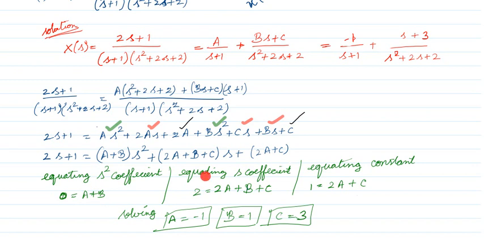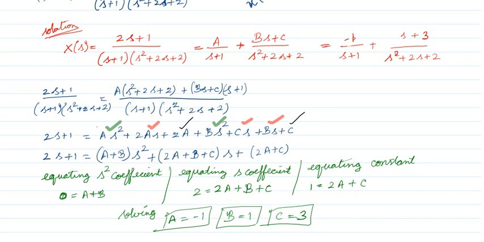Now equating S coefficient. This is the S term. What is the coefficient of S? 2A plus B plus C. So 2A plus B plus C. What is the coefficient of S in the left side? It is 2. So 2 equal to 2A plus B plus C. This is the second equation.